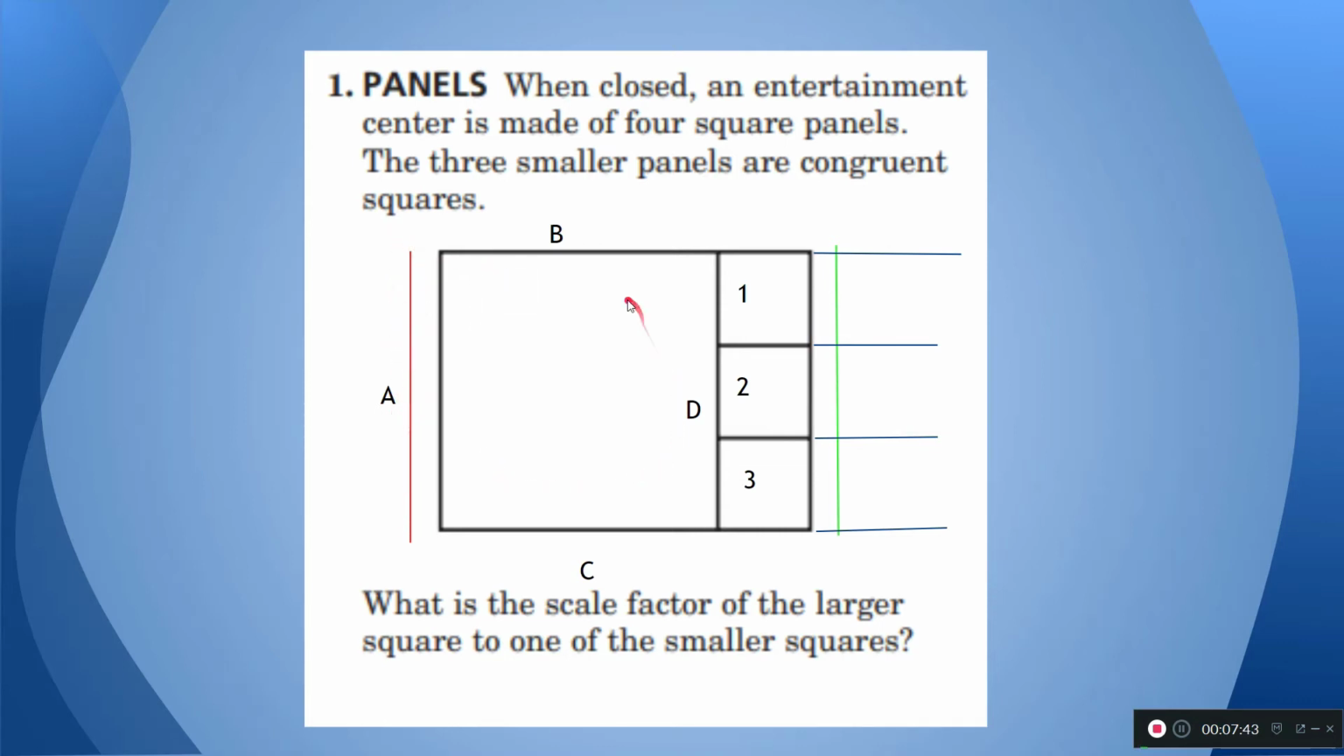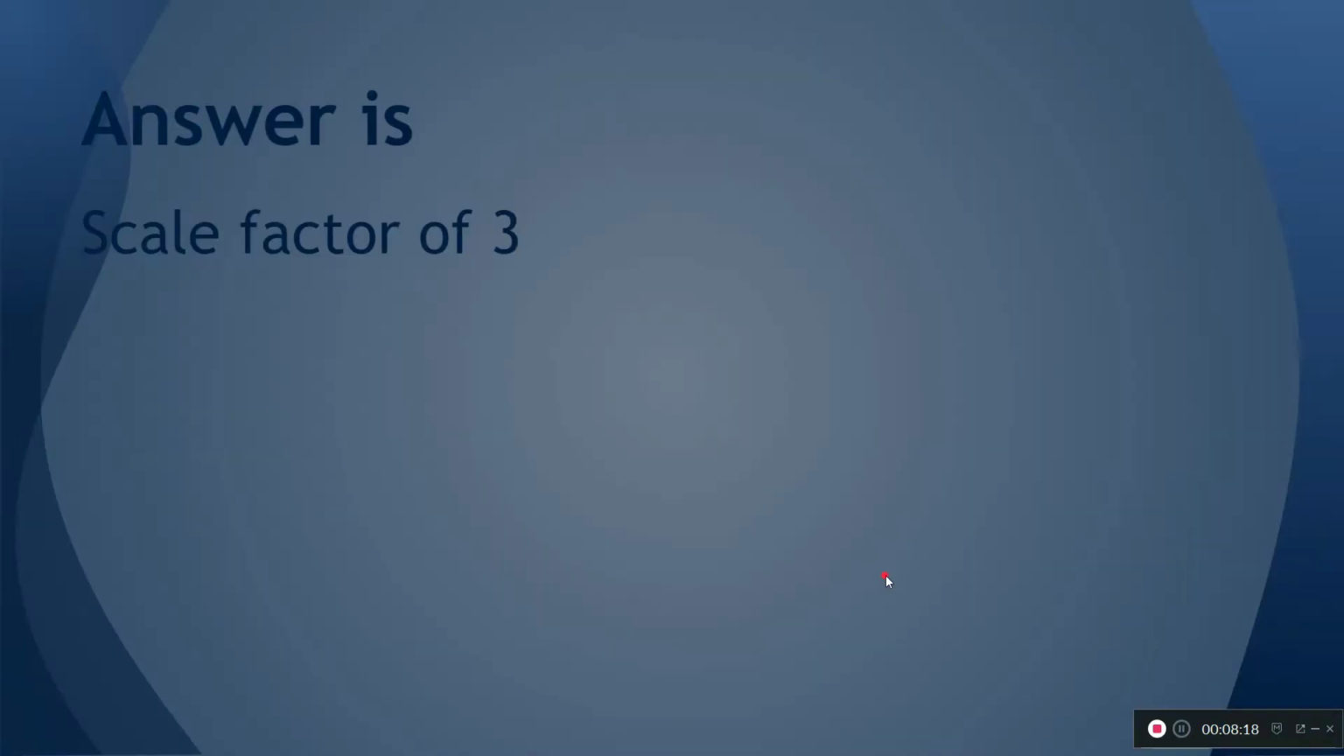And because this large square is a square, A is equal to B, which is equal to D, which is equal to C. So it's going to remain true even if you add up the different sides of these smaller squares. Add up their 3 sides and they'll equal one of the sides of the larger squares. So it is like multiplying by 3 to get this length over here. You multiply the smaller number by 3 and you get the length of the larger side. So the scale factor is a factor of 3.